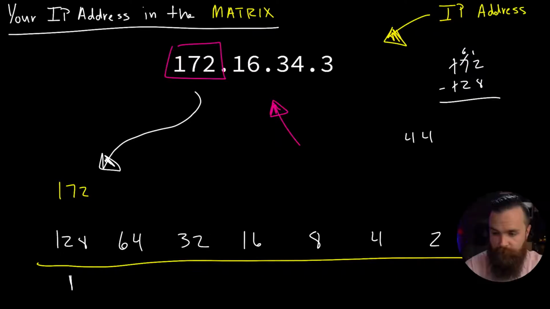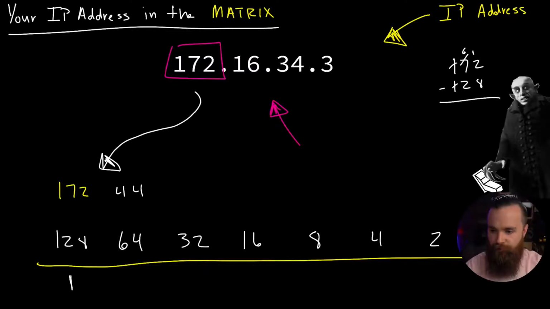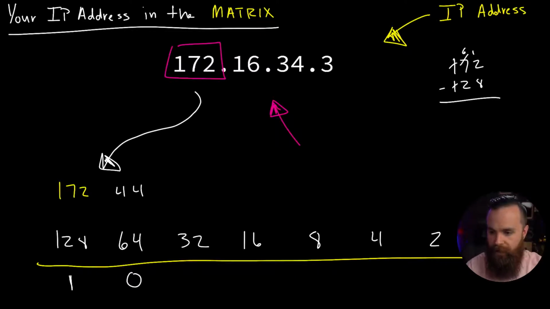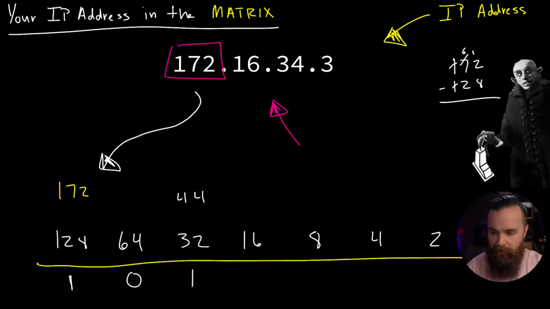So now what we'll do is we'll take this 44 over here and go, hey, can 44 have 64 taken away from it? No, it can't. So Nosferatu, help us out. 64 is going to be off, 0. And then we'll keep going down the line. Hey, can 44 have 32 taken away from it? Heck yeah, it can. It totally does. So Nosferatu, help us out. 32 is gonna be on. 44 minus 32, we got 12 left.